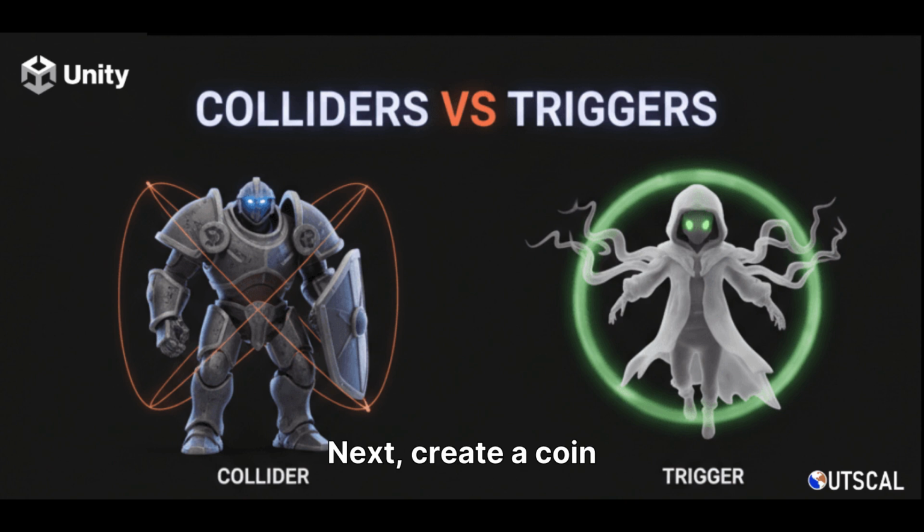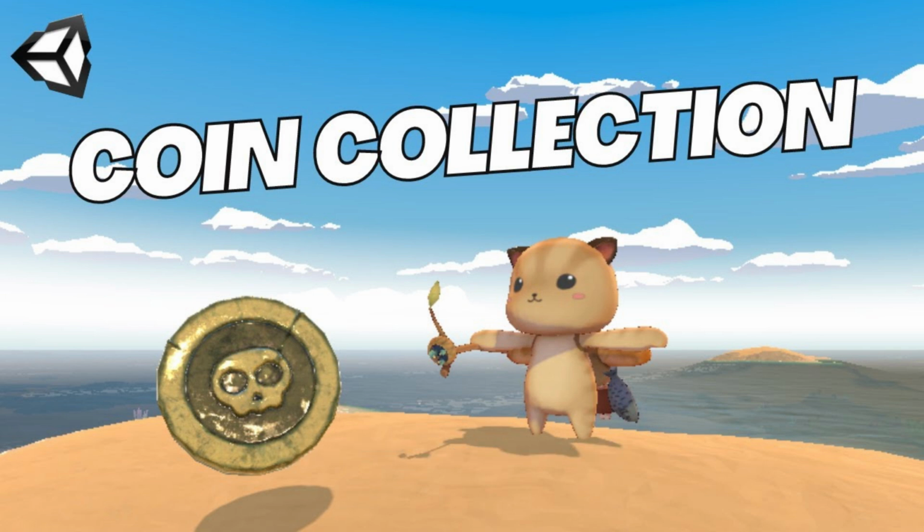Next, create a coin game object. Drag a coin model into the scene, add a sphere collider, and mark it as a trigger. Marking it as a trigger means that instead of physical collision, it will simply detect when another collider enters its space, which is perfect for pickup items. Crucially, assign the coin a tag, such as Coin, for easy identification in our scripts. Tags provide a quick and efficient way to categorize game objects and check their type during runtime, preventing the need for more complex component lookups.